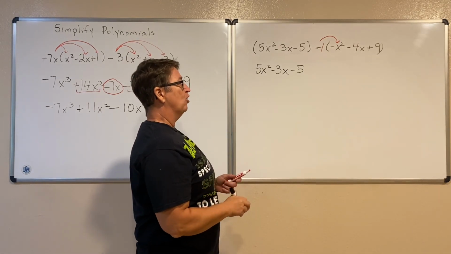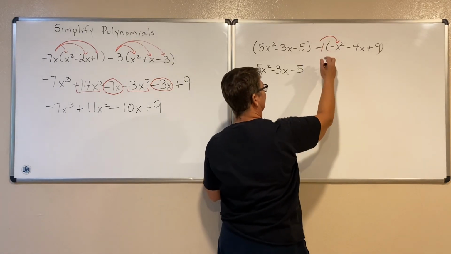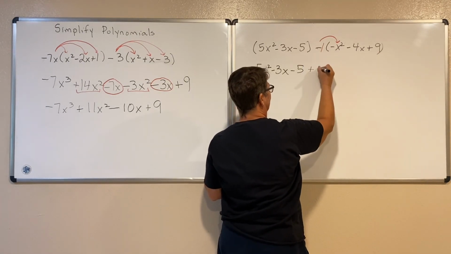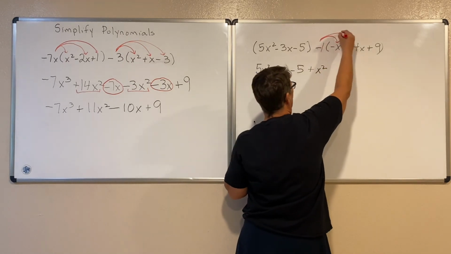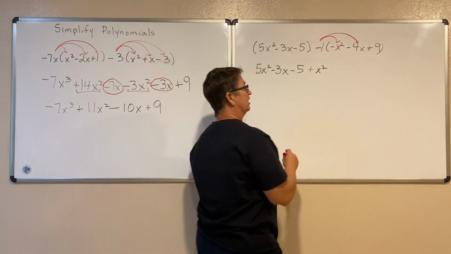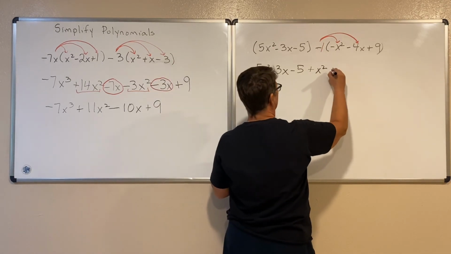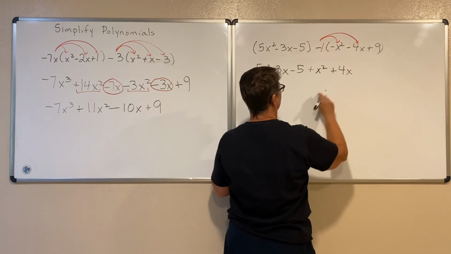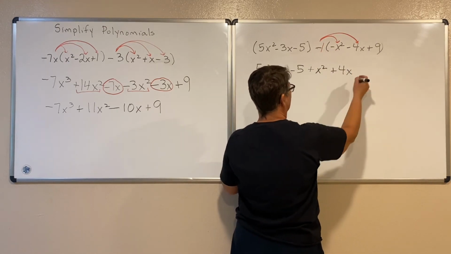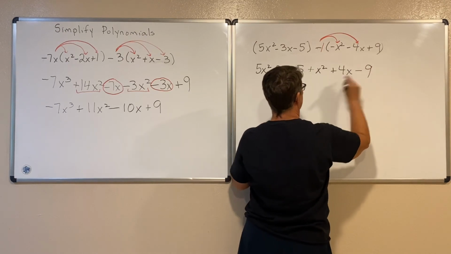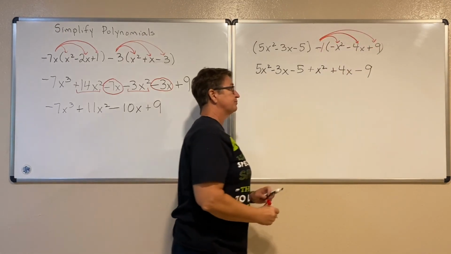Well, a negative 1 times a negative x squared, a negative times a negative, makes that a positive x squared. Here I have a negative 1 times a negative 4. Well, a negative times a negative makes that a positive 4x. And then a negative times that positive 9 is going to make that a negative 9. So we distribute it to all three of those terms.